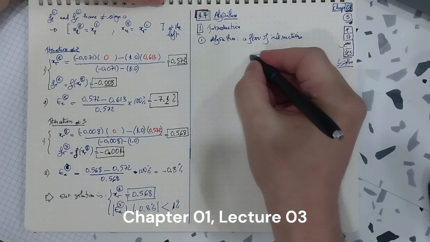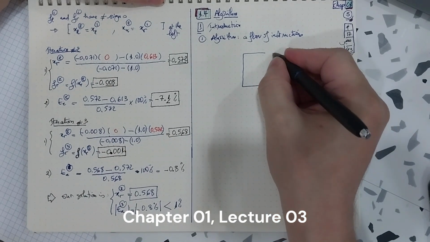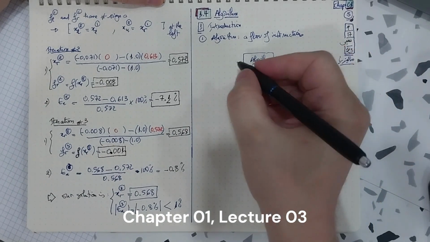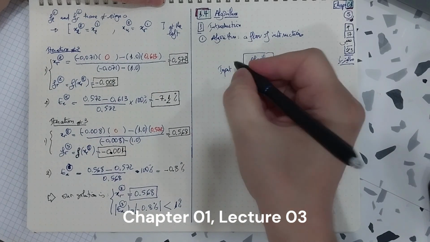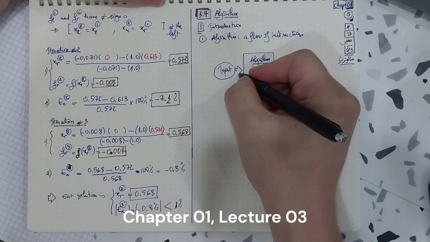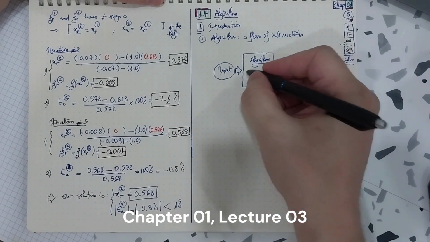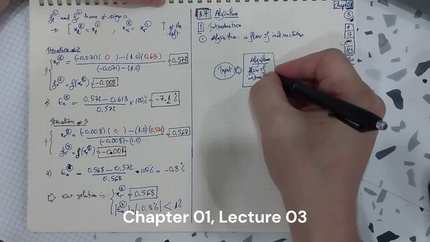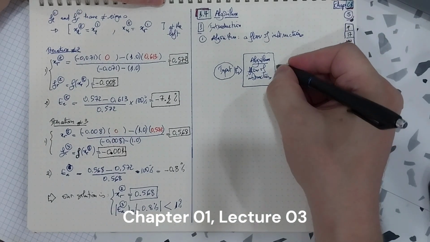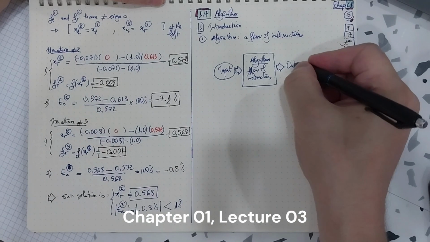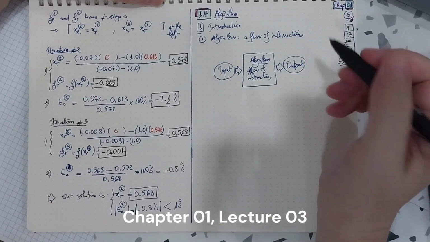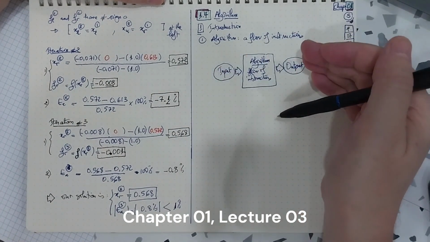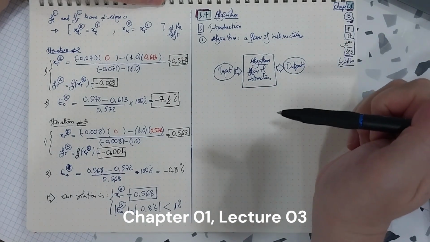Let's symbolize this. This is an algorithm, a general algorithm. Its task is to take an input, our data, it processes them using its flow of instructions, and after processing, it gives us an output. The input is a set of variables, and the output also is a set of variables. Data input and data output.